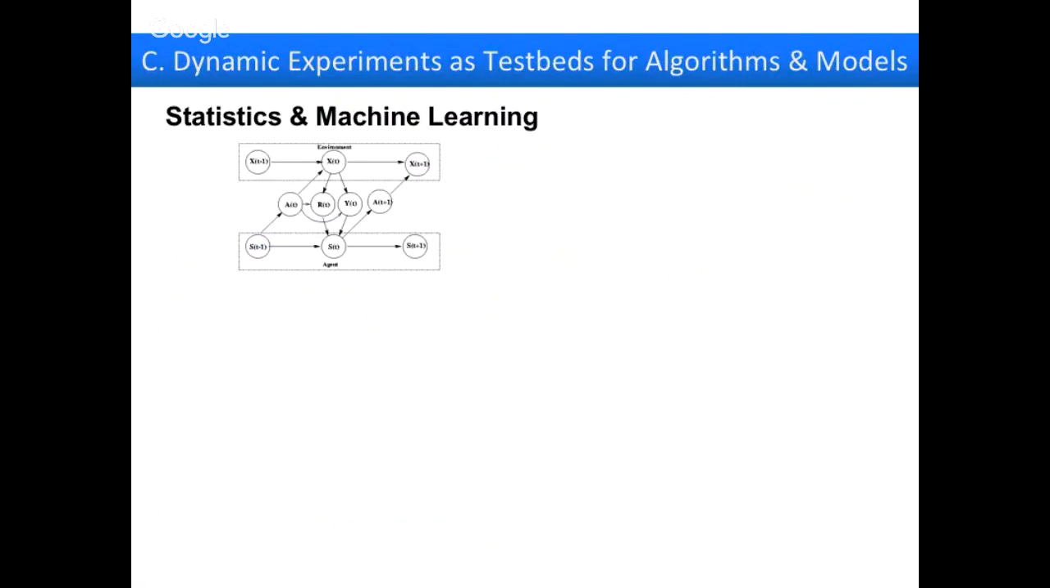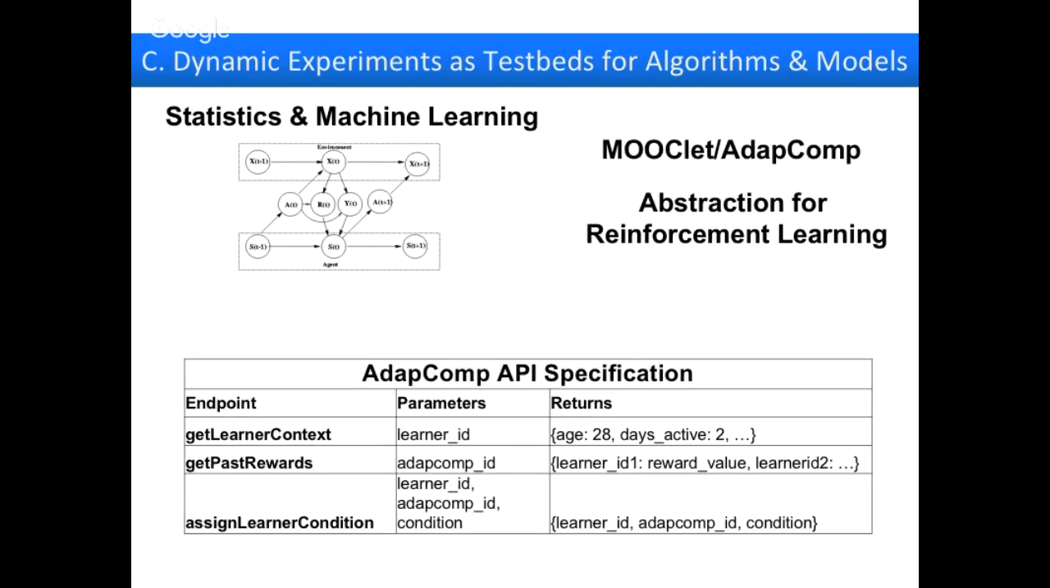One other direction is thinking about these dynamic experiments as test beds for different algorithms and models. So in statistics and machine learning, especially here in CS, there are many people whose research program revolves around coming up with algorithms for things like bandits and reinforcement learning. They develop the algorithms that eventually Facebook and Google will plug into their systems to figure out what's working for whom, and how we automatically give that to everyone. But often they can't test these algorithms in the real world. And so this MOOClet engine provides an abstraction for reinforcement learning so that researchers can plug the algorithms in via API.